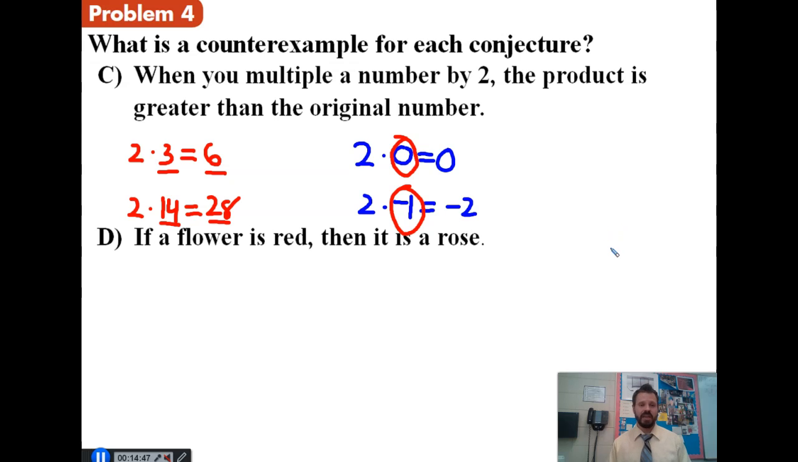Okay, last one, D, if a flower is red, then it is a rose. Why would you make a conjecture like this? Well, let's say I've seen hundreds of flowers in my life. They're red flowers, and they're always roses. I could get in the train of thought that all red flowers are roses because that's all I ever see. But a counterexample to that could be another red flower such as a poppy, which is also red, but it's not a rose. Or we could do carnations, or red tulips, basically any red flower that's not a rose.